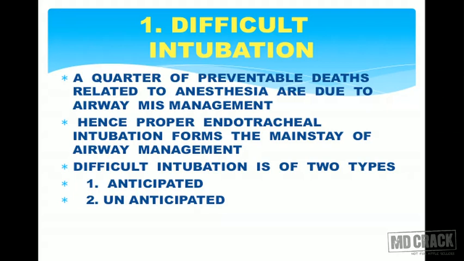Difficult intubation can be grouped into two types, that is, first when it is anticipated and second when it is unanticipated. Anticipated difficult intubation can be seen in elective surgical cases when the anesthetist goes for preoperative evaluation and checks for all the signs and examines the patient with mouth opening, spine examination and others. He comes to a diagnosis that this particular patient may have difficult intubation, and this type of difficult intubation is called an anticipated difficult intubation.